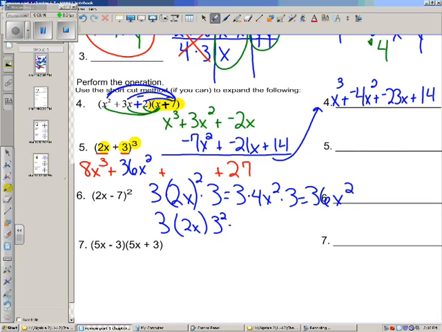And then in the other one, I'm going to square the 3. So I have this 3 to start with, the 2x, and now 9. And when I multiply all of my numbers here, I get 54x. And that becomes my other middle term. And so now that I'm done, I have my final answer, which I'm just going to highlight here. It's the 8x cubed, the 36x squared, the 54x, and the 27. And that's my final answer for that.